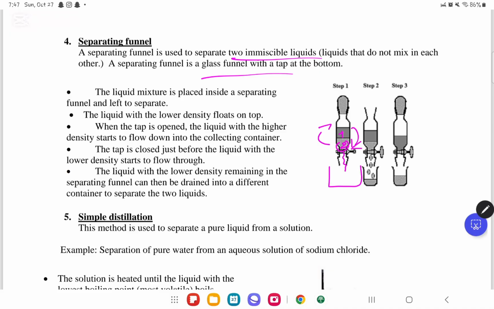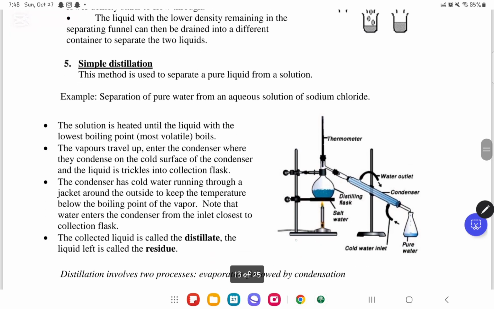And then you're gonna wait a while until you see that the liquid with the higher density is almost finished, then you close it, okay? After that, you use a different cup or a different cylinder to take the other liquid, and then the two liquids are separated. That's it. Now we have simple distillation.